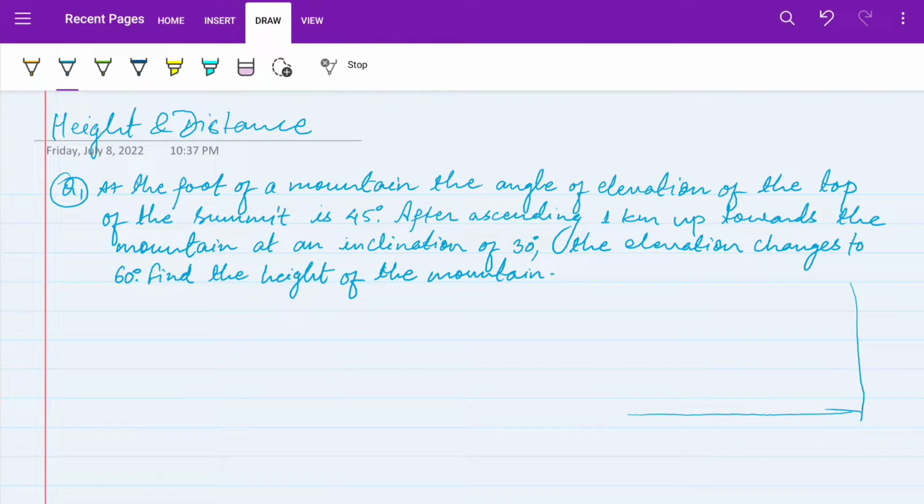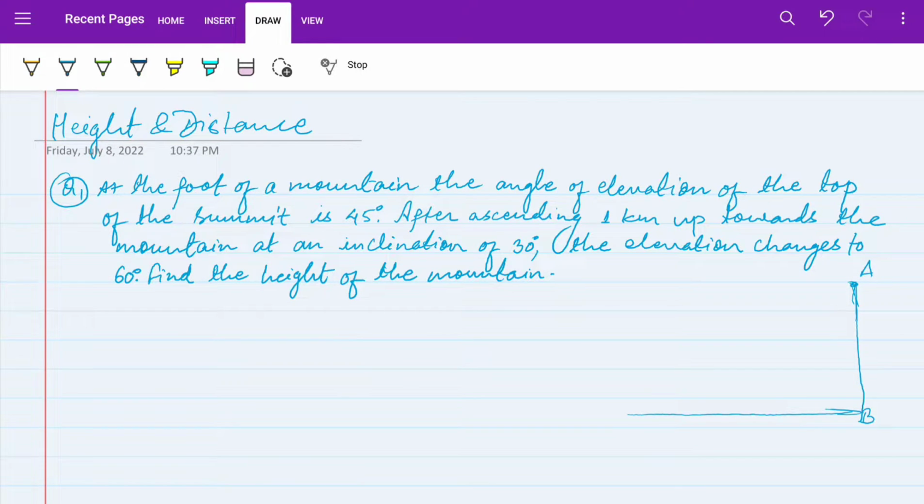Let's consider this is erect here. So this is the mountain, this is the top of the mountain here. This AB is the mountain, this is the vertical height of the mountain, and A being the summit of the mountain. Now according to this problem, at the foot of the mountain, the angle of elevation of the top of the summit, so this top point here, is 45 degrees.